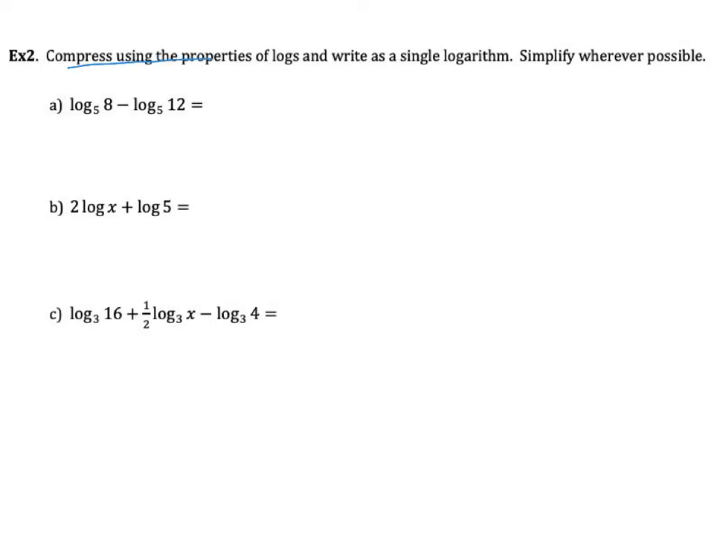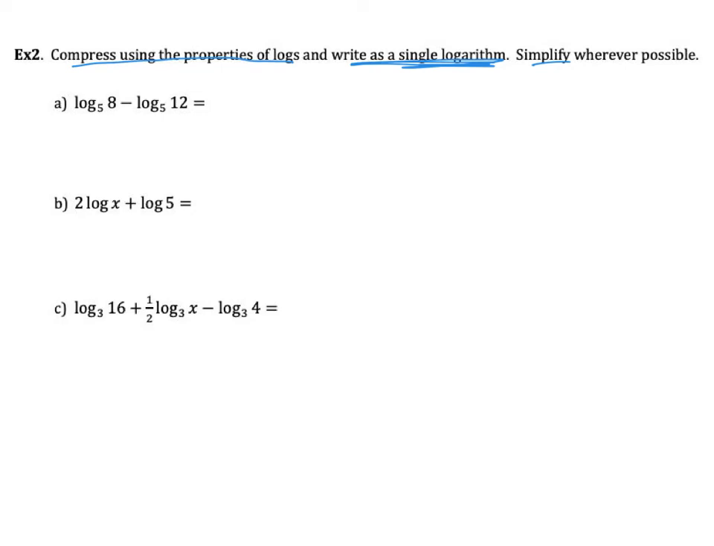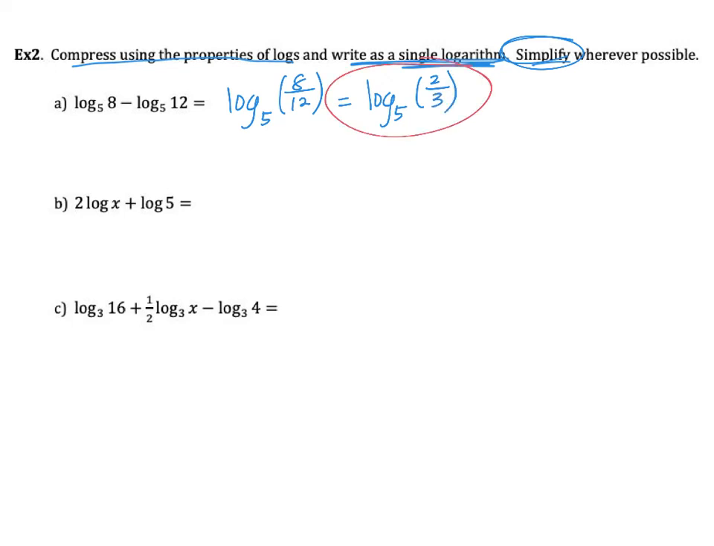So compress using the properties of logs, write as a single logarithm, and then we need to simplify wherever possible. So we have a minus sign here. When we minus, we keep that log base 5 the same, but we take 8 and we divide it by 12. Well, that can be reduced, because we're going to simplify, and 8/12 can be reduced by 4. So 4 goes into 8 twice and 4 goes into 12 3 times. So this would be my final answer: log base 5 of 2/3.